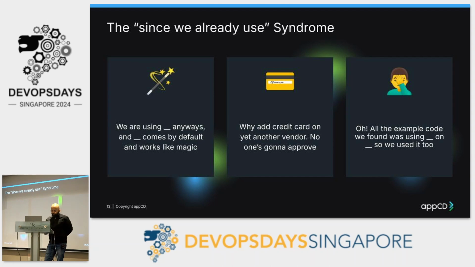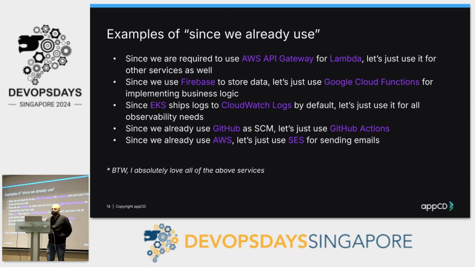So one very classic syndrome that I have named, I don't know what it is called, is that another trap you can fall into. Since we are using this anyways, let's just use this as well, because that comes by default, and that is a common argument you will hear. Why add a card to another service provider? We are already using X, let's just keep using that, add that service as well. Oh, the example code that I got only mentioned using X with Y, so I just chose that. These are all the real reasons that people end up giving.